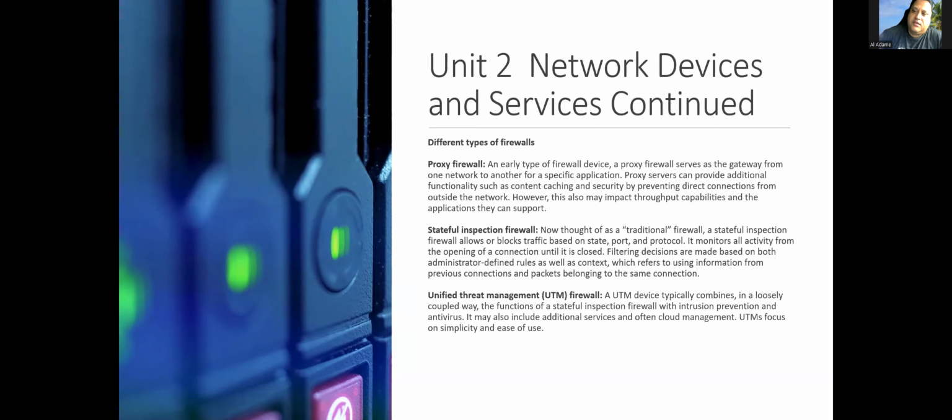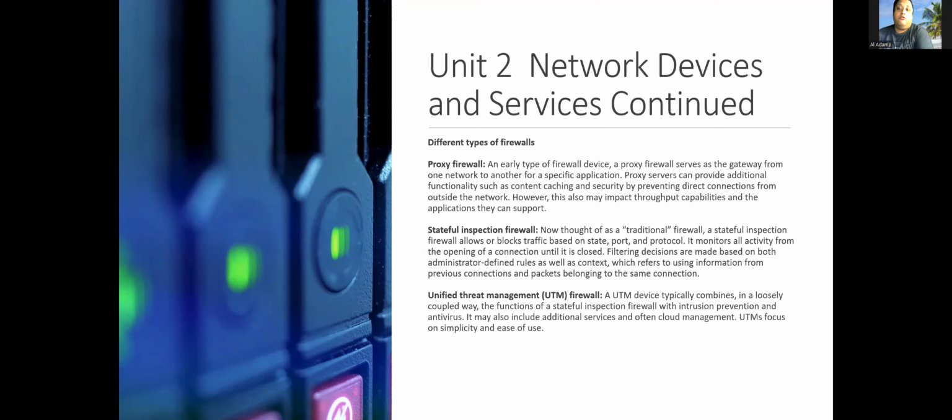It monitors all activity from the opening of the connection until it's closed. So it says, okay, port 20 is requesting this. Let me check it out while it goes in. And it checks what it does the whole time while it's connected until it disconnects. That's how it works. Filtering decisions are made based on both administrator-defined rules as well as context, which refers to using information from previous connections and packets belonging to the same connection. So if it sees someone's connected to port 20 all the time and it's fine, like let's say it's a file transfer protocol port, and knows, oh, this isn't dangerous, cool, whatever. But if we're trying to connect, let's say I think port 13 is blocked off the top of my head, but let's assume it is for what we're talking about. We go, hey, why is this always trying to connect to port 13? No, block it, block it, block it. And you just won't let it connect.